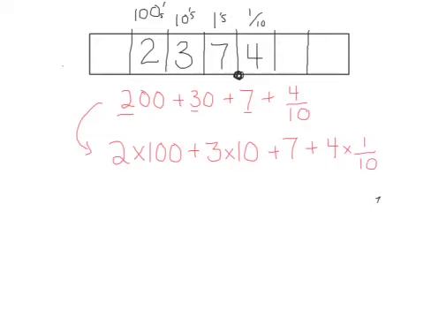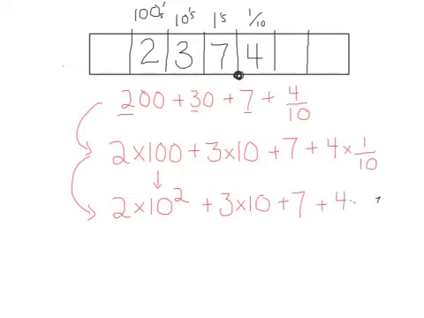So I look at my answer again. Can I take it one step further using exponents? I can make one change by taking the 100 and making it 10 squared. So my final answer becomes 2 times 10 squared plus 3 times 10 plus 7 plus 4 times 1/10. And that's my final answer.